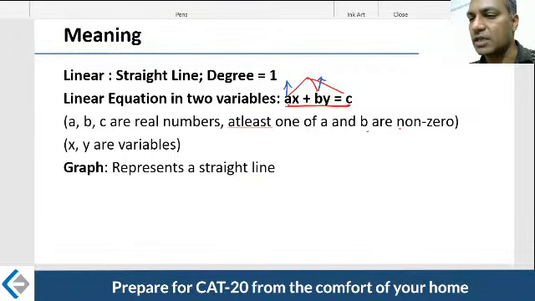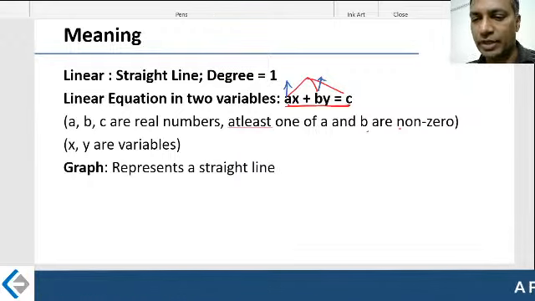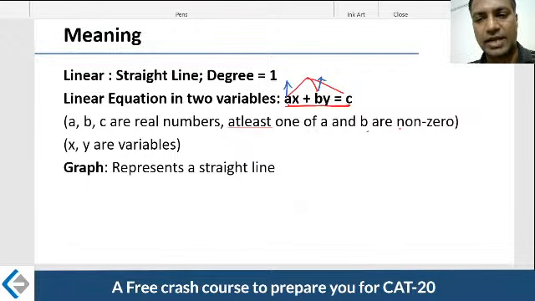Otherwise you'll end up with a constant number. If a is 0 and b is 0, and only c is a non-zero number, then you end up with a constant. Therefore one of them should not be zero. Of course, as you might know, x and y are variables. On the graph sheet they talk about the x-axis and y-axis. So that's a basic understanding of the linearity of the equation.